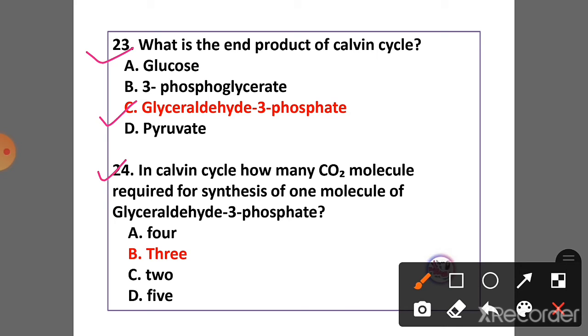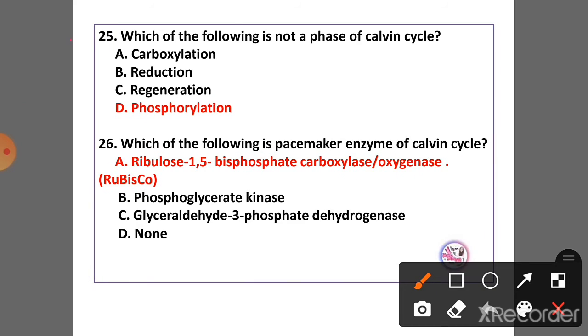Question 24. In Calvin cycle, how many CO2 molecules are required for synthesis of 1 molecule of glyceraldehyde 3-phosphate? Option B, 3 molecules of CO2. Question 25. Which of the following is not a phase of Calvin cycle? Option D, phosphorylation. The remaining three, carboxylation, reduction, and regeneration, are the phases of Calvin cycle.